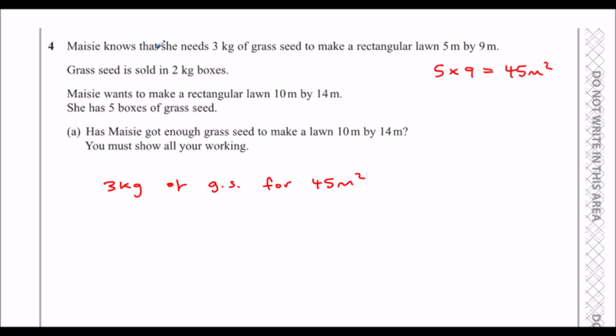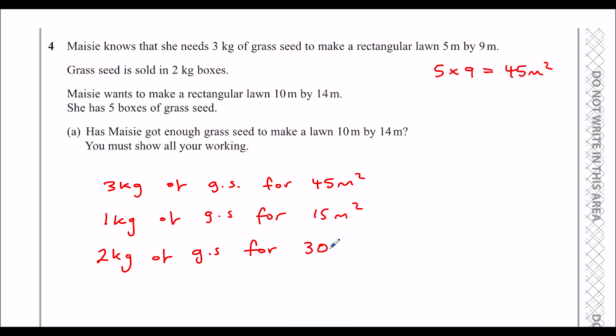Grass seed is sold in 2 kilogram boxes. So 1 kilogram of grass seed we need for 45 over 3, which is 15 meters squared. And so 2 kilograms of grass seed, each box, is needed for 30 meters squared. So each box of grass seed covers 30 meters squared.